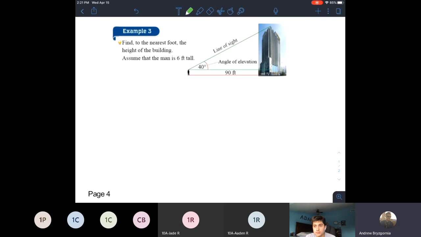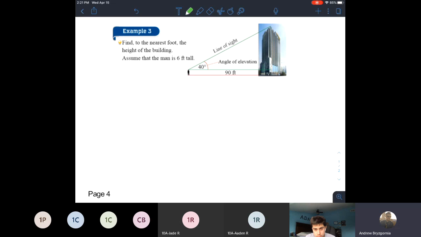So for example, here, we are going to find the height of the building to the nearest foot, and it says we're supposed to assume that the man that is looking is 6 feet tall. So what we know from what we usually do is we should label the 3 sides of our triangle.